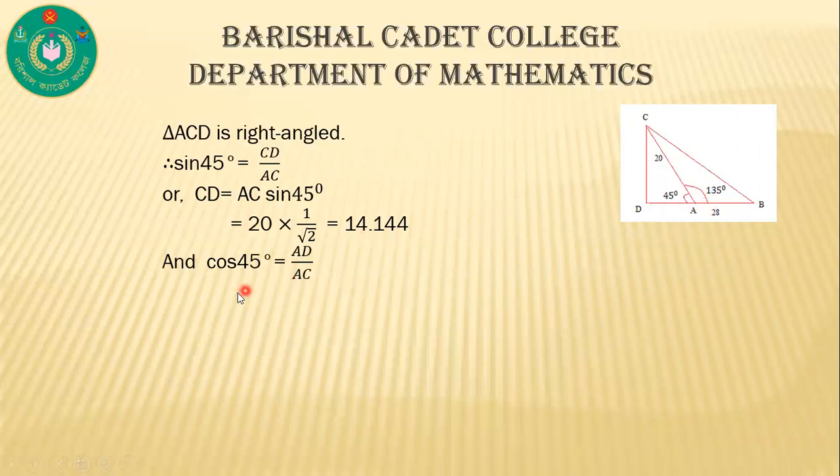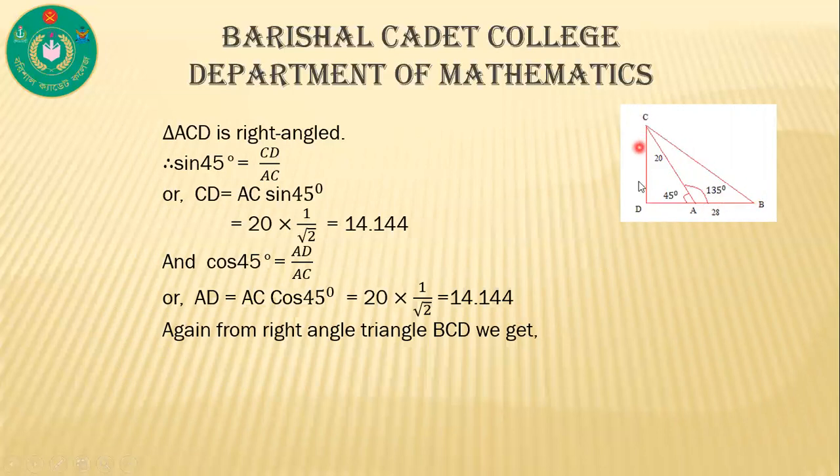Again, cos 45 degree is equal to AD by AC. You know, cos theta is equal to base by hypotenuse. Cos 45 degree, that means this angle. Here AD is base and hypotenuse is AC. That's why we can write cos 45 degree is equal to AD by AC. Now AD is equal to AC cos 45 degree, and AC is equal to 20. After putting this value, and cos 45 degree equal to 1 by root 2, we can write 20 into 1 by root 2 is equal to 14.144.